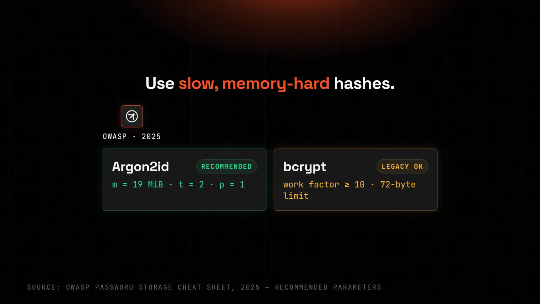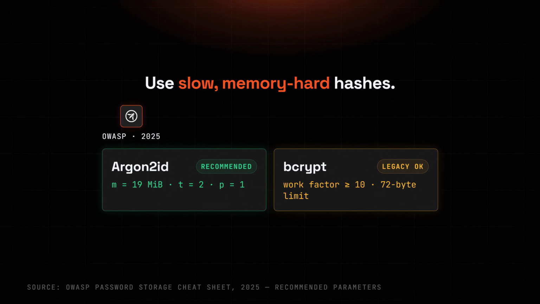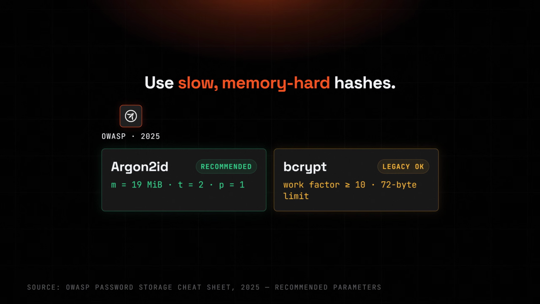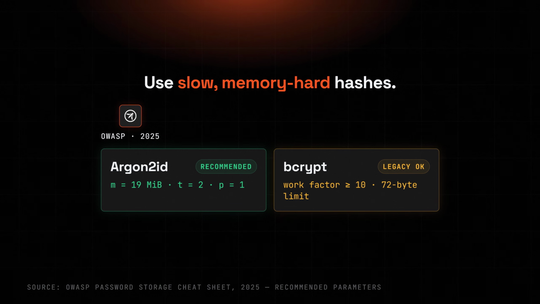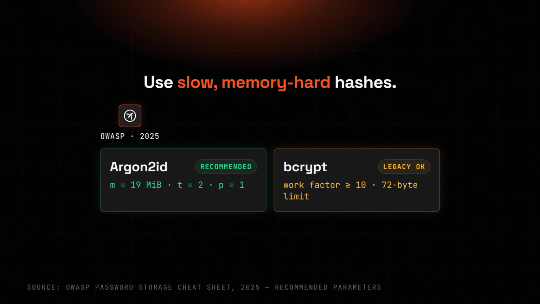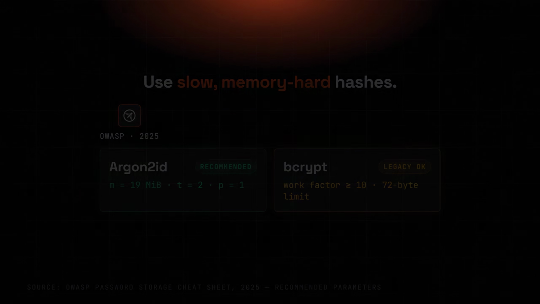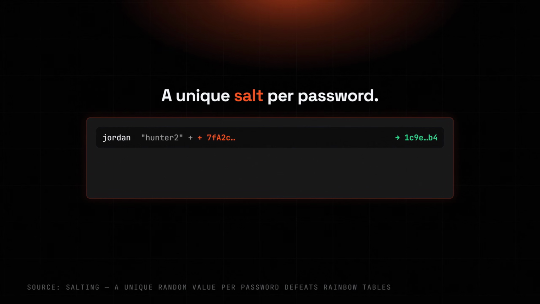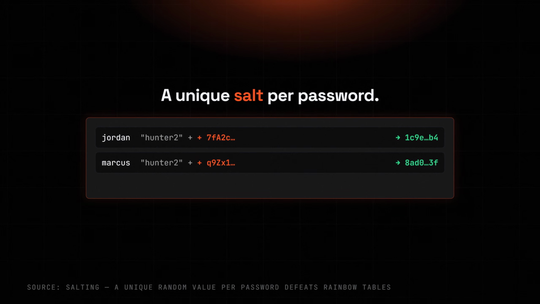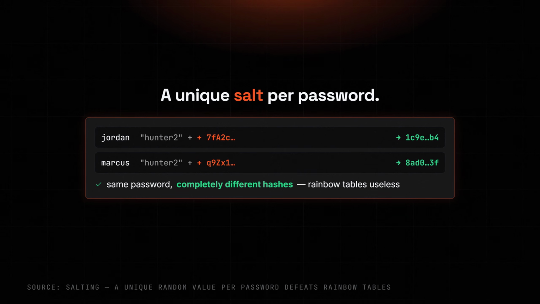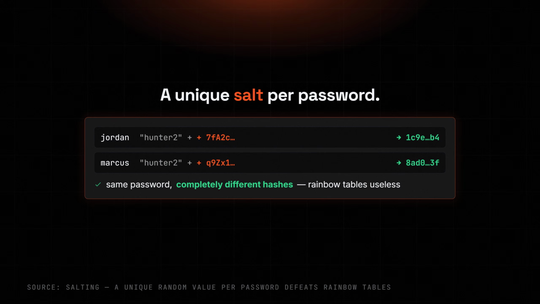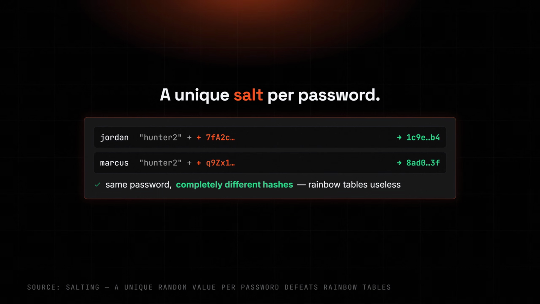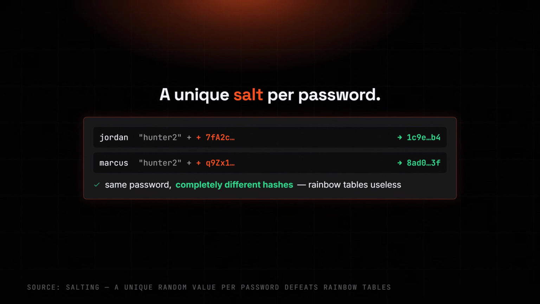OWASP's current guidance is Argon2id, memory hard, tuned to around 19 megabytes of memory with 2 iterations, or, for legacy systems, bcrypt with a work factor of at least 10. Then one more crucial piece, the salt. A salt is a unique random value mixed into every password before it is hashed. Two users with the identical password now get completely different hashes, and an attacker's pre-computed rainbow tables become worthless.